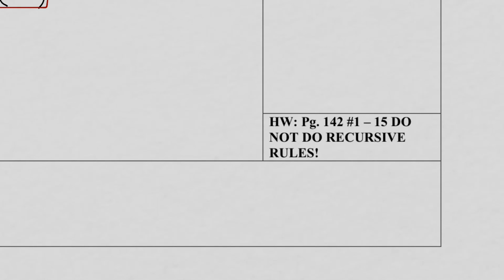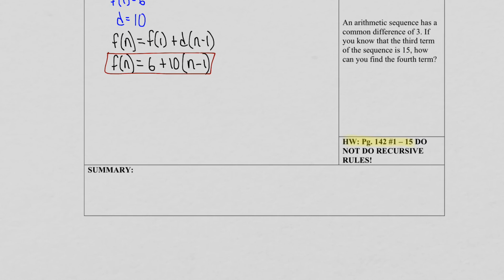What I want to point out is the homework. It's page 142, number 1 through 15. Whoops, let me fix that. It's page 142, number 1 through 15. And then it says, do not do recursive rules. What I mean by that is a lot of the problems on the homework say, write the explicit and the recursive rule. You have not learned recursive rules. All we did was explicit rules. So basically, just do everything the way we did it in class in the notes. Okay, so don't worry about where it says recursive rules. You have not learned that.